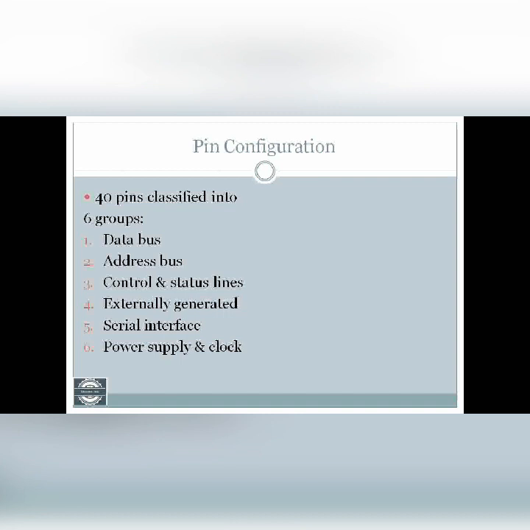Address bus, data bus, by the name you can get the idea. We will discuss here also later. The data bus shows you all the data records. The address bus gives the total address parts. Control and status lines give you the total controlling parts and controlling status. These are externally generated; some externally generated instructions will come from there, and the serial interface, one by one all the interfaces will be there, and the power supply and clock will be generated.